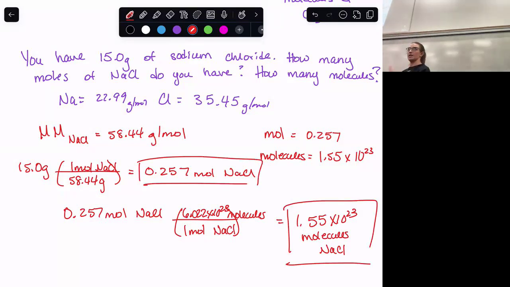And again, is that less than 1 mole of molecules? That is, right? 1 mole is 6.02 times 10 to the 23, but we have less than that for our starting material, so we should end up with less than that for our number of molecules as well. Okay, any questions on working this way?